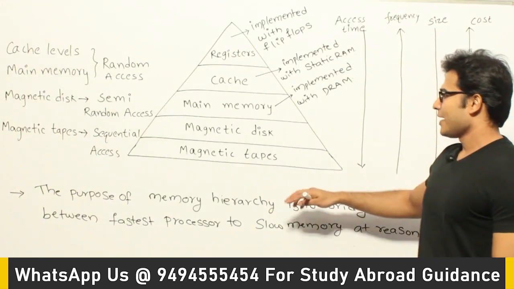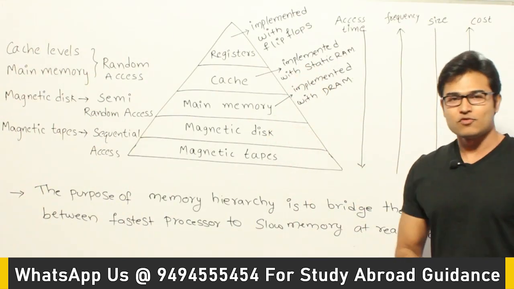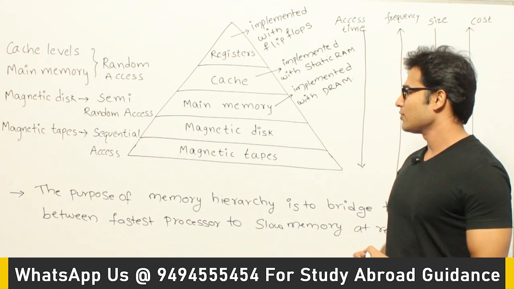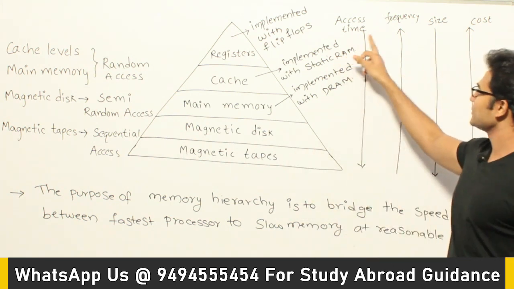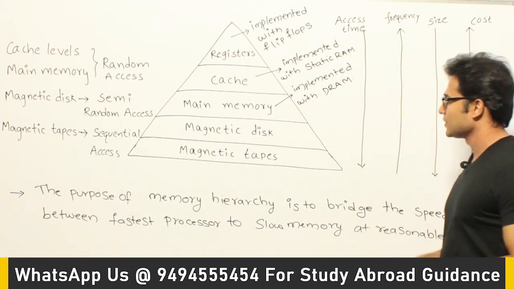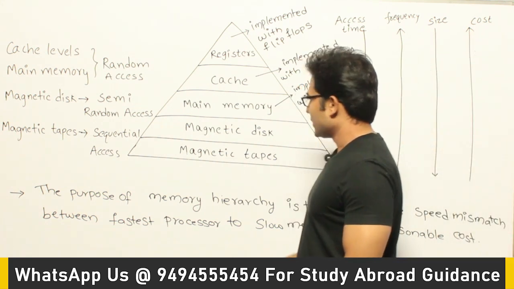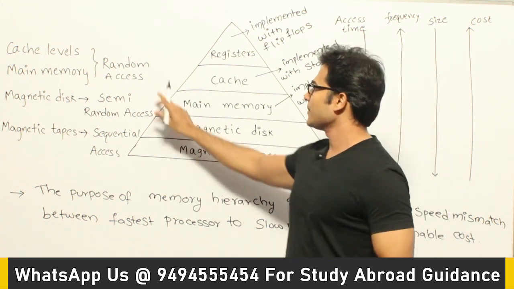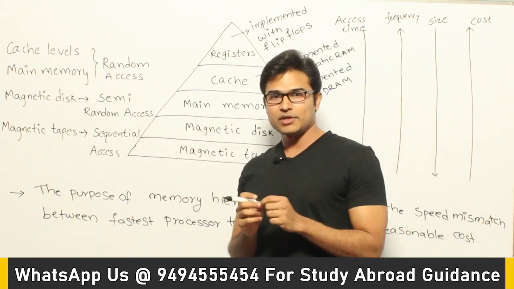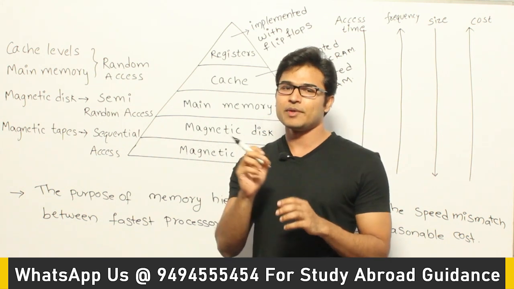Now let's see this. I have arranged all the types of memories in the form of a pyramid here. So we shall compare each one with respect to access time, frequency, size and cost. Before that, there are various types of accesses. One is called random access. Random access means you can go to any part or any point in the memory.